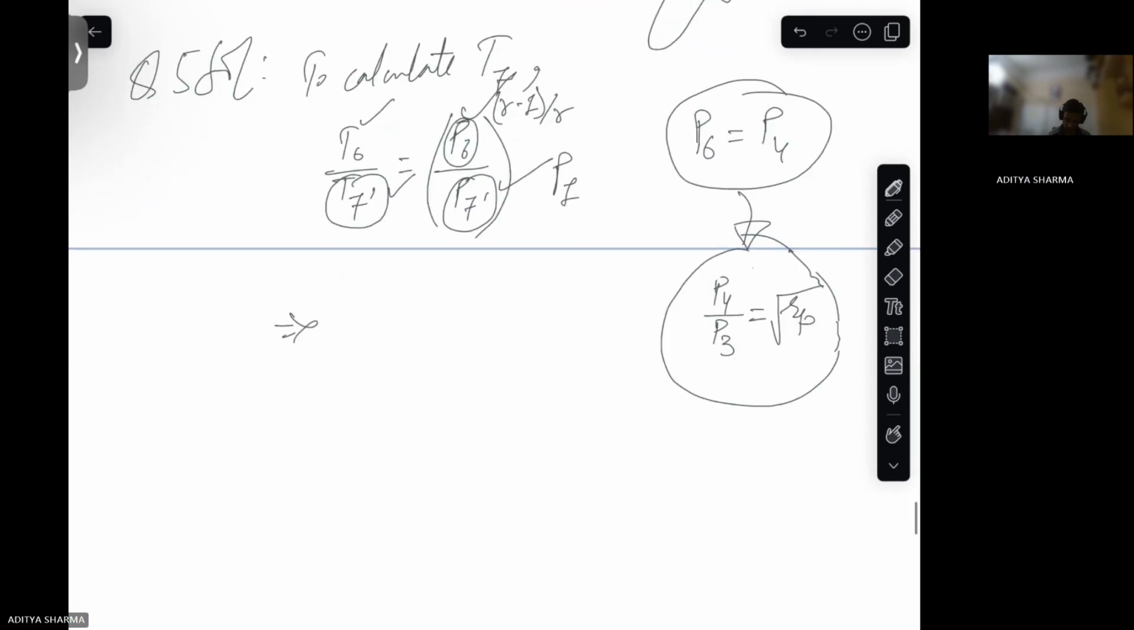And your P3 is equal to P2. This you know. From here, you can calculate P4. Okay. And P4 is equal to P6. And if you work this out, this will come out to be around 659.54 Kelvin.